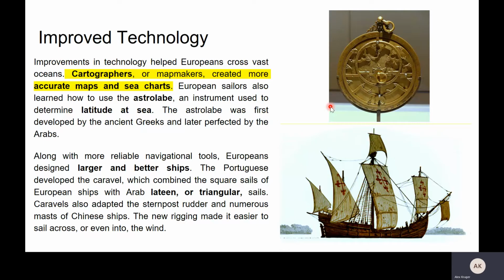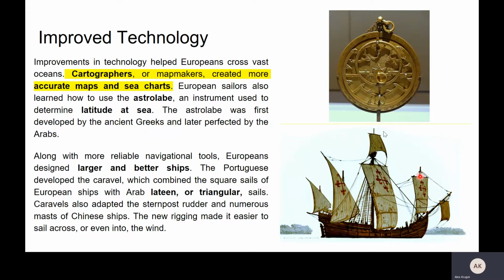So how were they able to do this? Improvements in technology helped Europeans cross vast oceans. Cartographers, who are map makers, created more accurate maps and sea charts. So this allowed Europeans to sail better. They found this cool tool called the astrolabe, which could determine your latitude at sea. It was developed by the ancient Greeks, and then the Arabs perfected it.